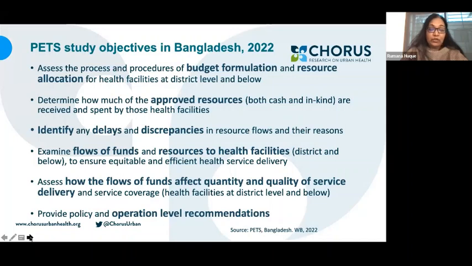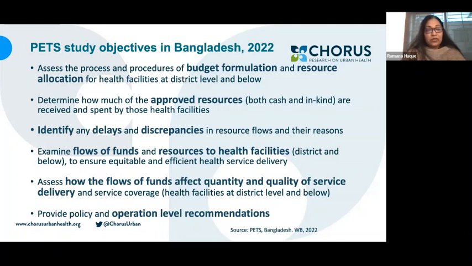It was supported by the World Bank, and the objective of this public expenditure tracking survey was to assess the process and the overall mechanism of budget formulation and resource allocation for health facilities in Bangladesh, focusing mainly on the district level and below. Because you know that there are tertiary hospitals and specialized hospitals, but this tracking did not look into those. In other countries, this can also be included, but in Bangladesh, the recent one focused mainly on district level and below.